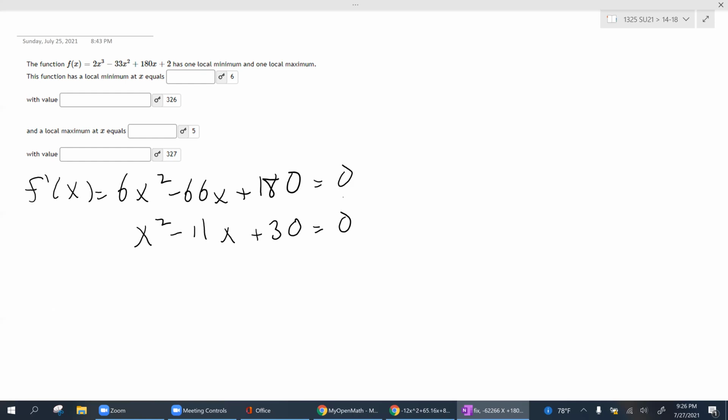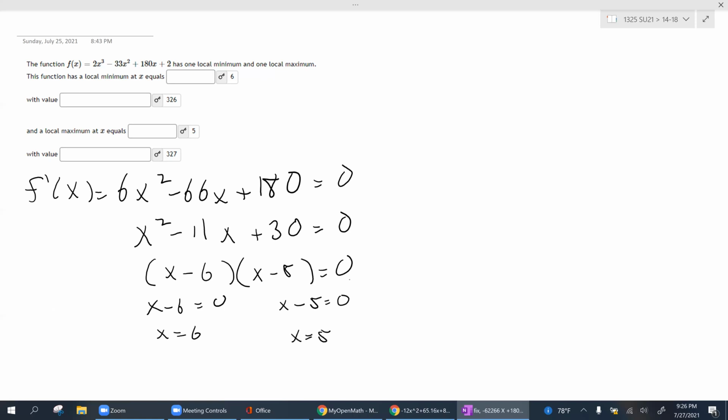And I can go ahead and solve for x now, right? This is a pretty straightforward one. I can use a C method here. This gives me minus 6 minus 5. Solving for x, applying the zero product property, I get x is equal to 6 and x is equal to 5.